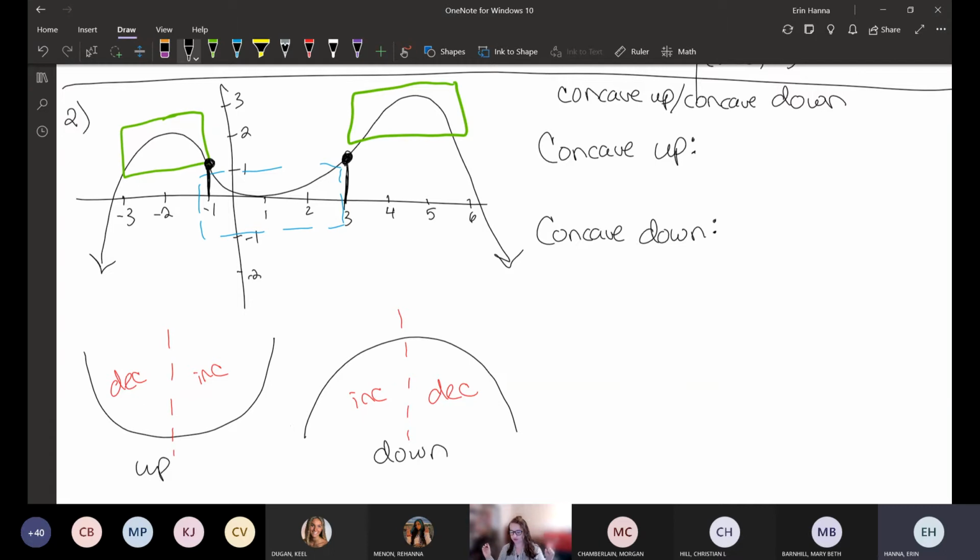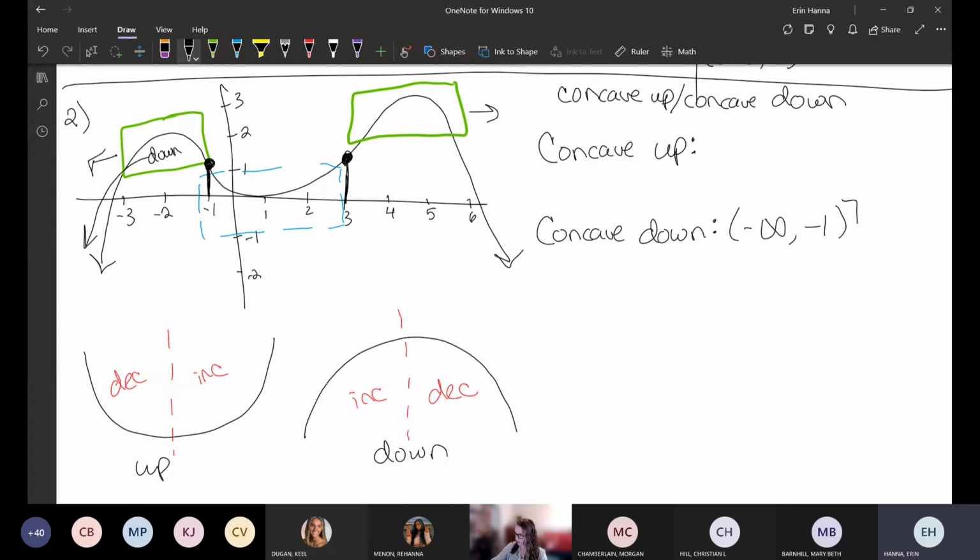Now essentially everything to the left of that first green box and everything to the right of the second green box is just going to match whatever that concavity was. Since this was concave down, it's going to be concave down for the rest of that part of the graph, which it is. It's increasing concave down there. So we would say from negative infinity to -1 is concave down.